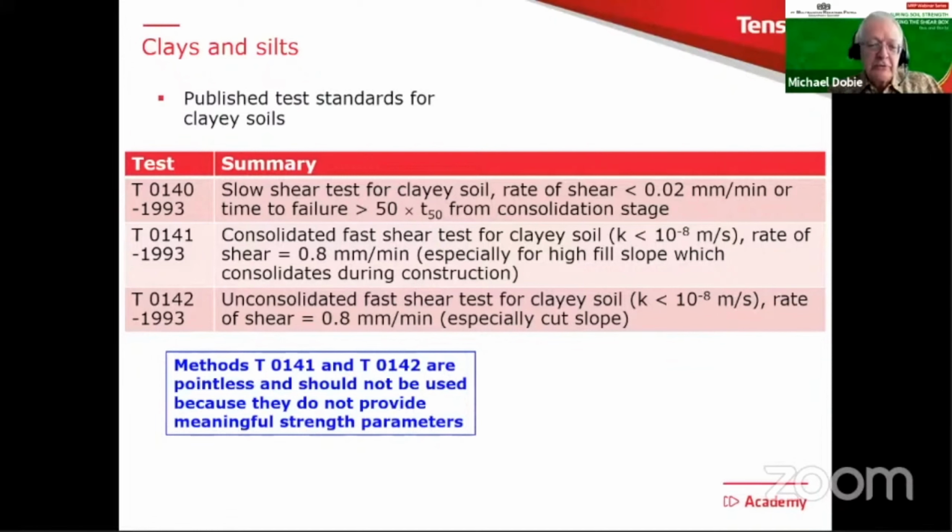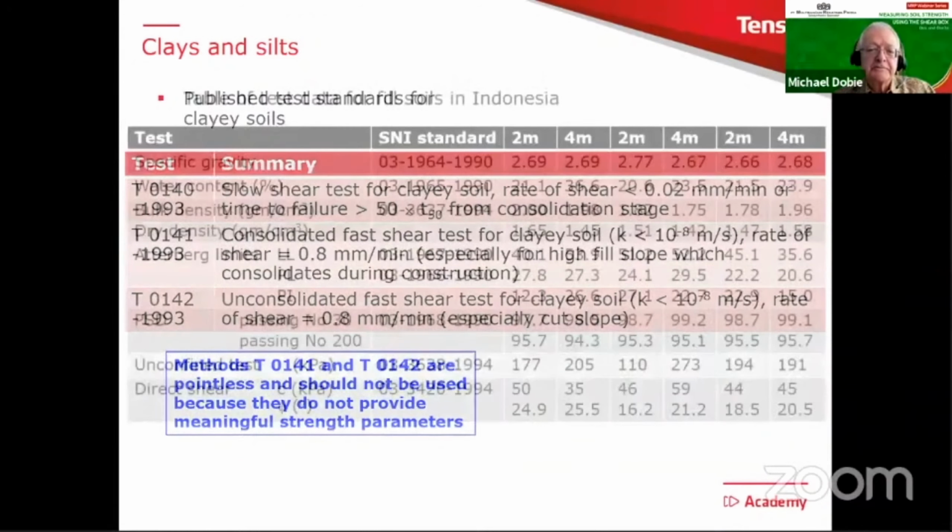The second 2, T0141 and T0142, are pointless. The data you get from those will be something like the previous example. They do not provide meaningful shear strength parameters, certainly not C dash and phi dash. So please avoid those sorts of test procedures. And if you find tests are carried out following them, please be very suspicious of the results and carefully review them, as we did in that last example.